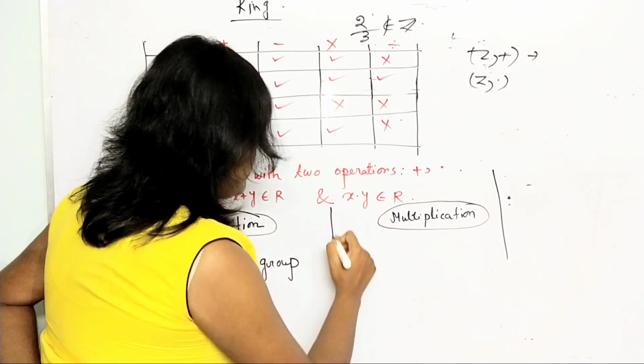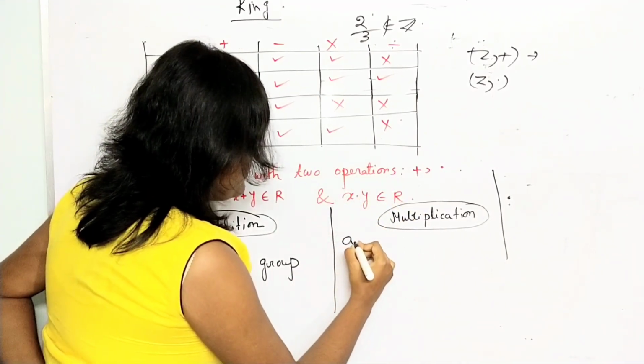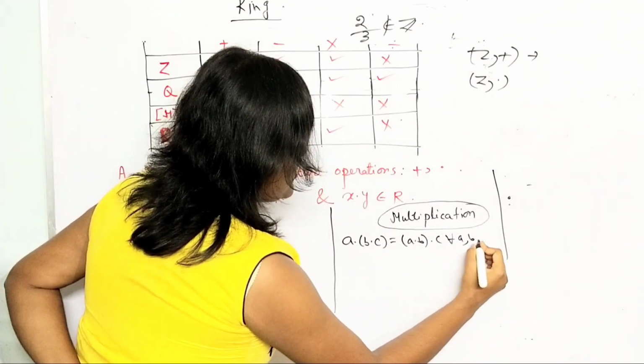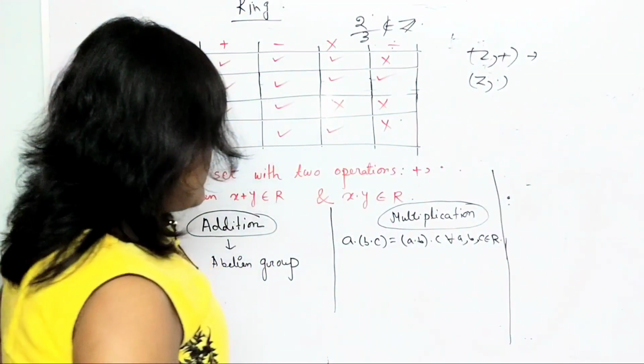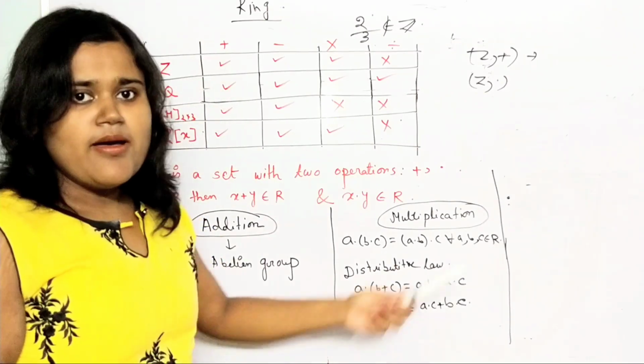And what about with respect to multiplication? This is closed with respect to multiplication. Apart from that, this will satisfy the associative property: a dot b dot c, for all a, b, c belonging to R. And it will also satisfy the distributive law. What is that? a dot (b plus c) equals a dot b plus a dot c, and (a plus b) dot c equals a dot c plus b dot c. So this will satisfy this distributive law.